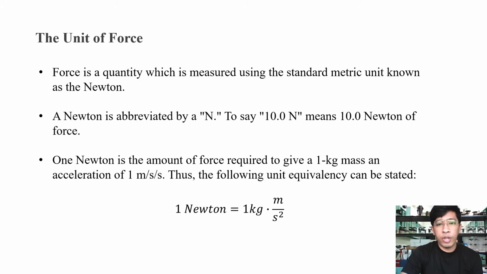1 Newton is the amount of force required to give a 1 kilogram mass an acceleration of 1 meter per second squared. Thus, 1 Newton has an equivalency which is stated as follows: 1 Newton is equal to 1 kilogram times 1 meter per second squared.